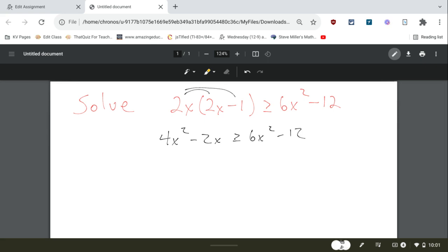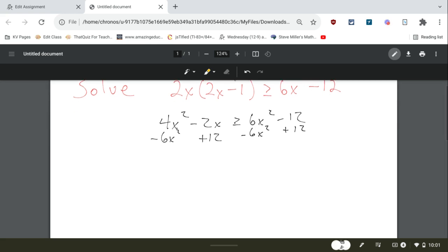Then I'm going to move all the stuff that's on the right-hand side over to the other side. So move the 6x squared over by subtracting it. Move the 12 over by adding it. And on the left-hand side, there's really no place to put the 12, so it's like 0 plus 12. All right, subtract the x squareds, and you're going to get negative 2x squared. You'll still have a minus 2x, and then the plus 12 is just going to show up on the left-hand side.